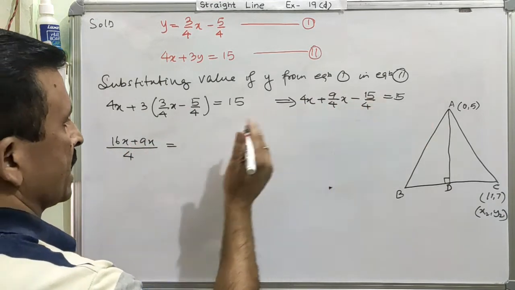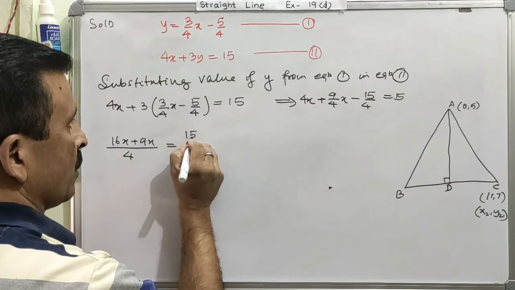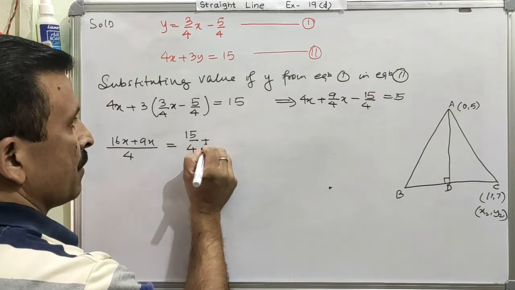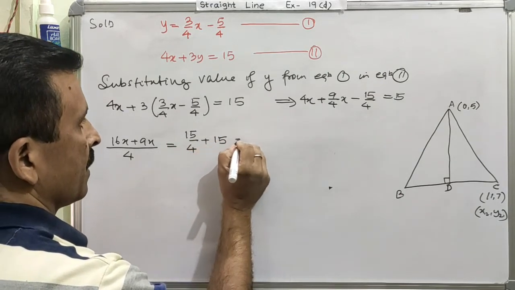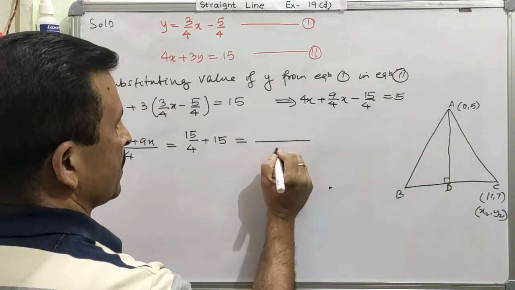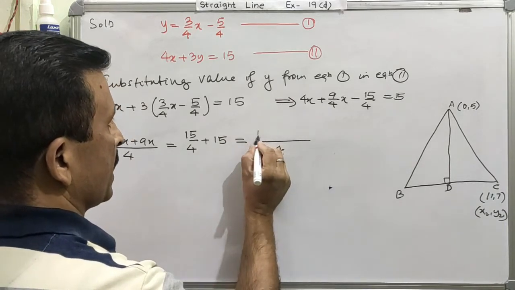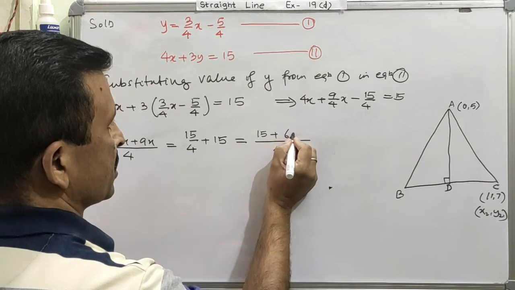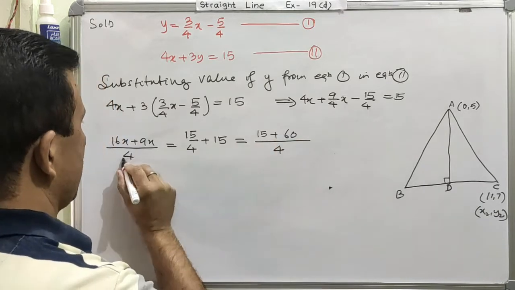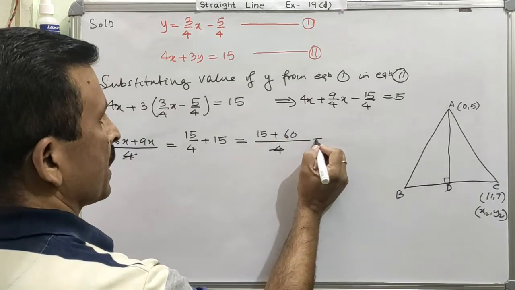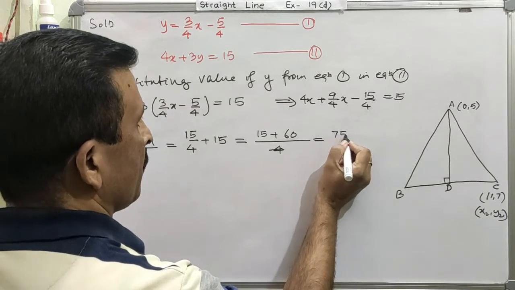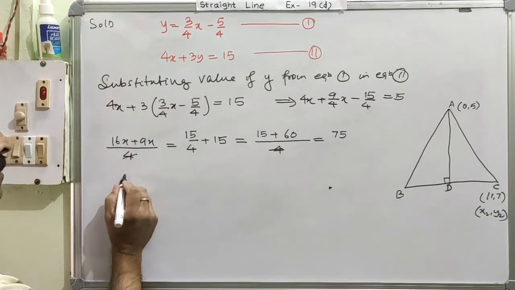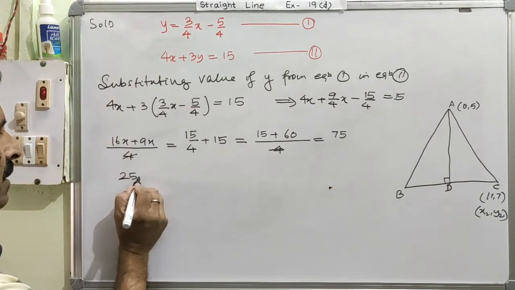Now this goes to the right hand side. So it becomes 15 over 4. This will become positive plus 15. Right hand side when you simplify, the LCM is 4. So 15 plus 60. Right? Now this 4 and this 4 I will simply cancel. This is coming 75. This is 16 plus 9, 25x.